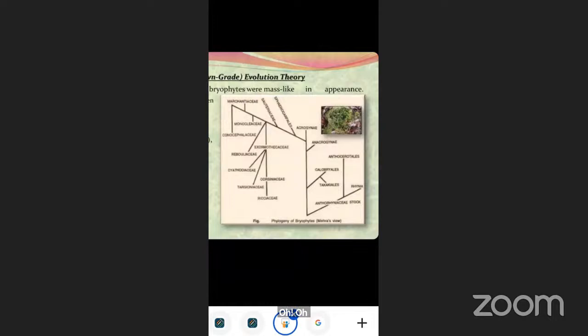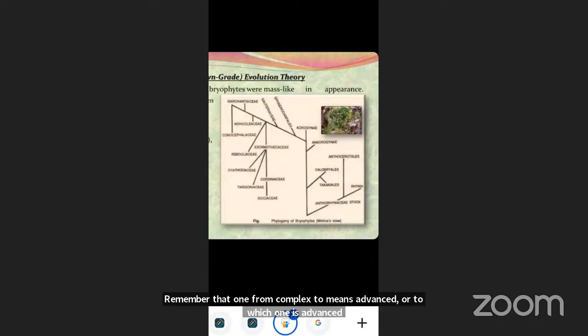Okay, this one is the progressive evolution theory and retrogressive evolution theory. Is anybody clear? Yes, sir. So you should write these simplifications. What is the retrogressive evolution theory? Just remember that one: from complex, meaning advanced, to simple. Which one is advanced? Bryophyta is advanced.